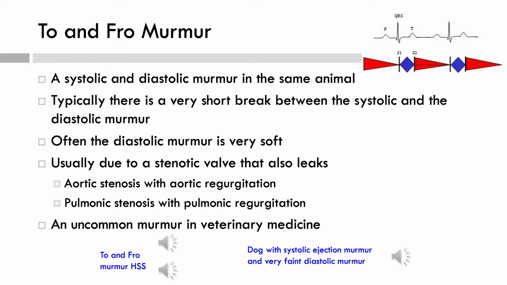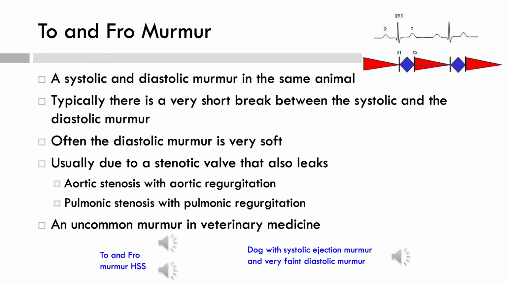Usually this is a result of a stenotic aortic or pulmonic valve that also leaks. So, aortic stenosis with aortic regurgitation or pulmonic stenosis with pulmonic regurgitation. This is an uncommon murmur in veterinary medicine.